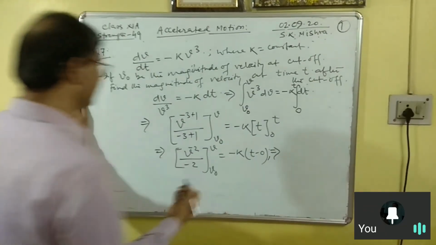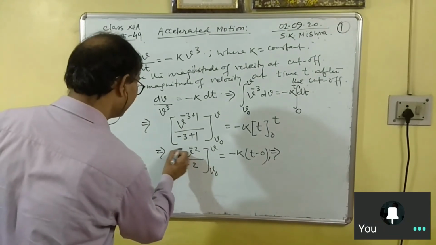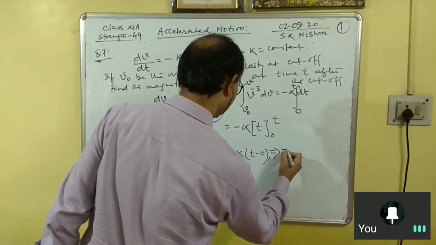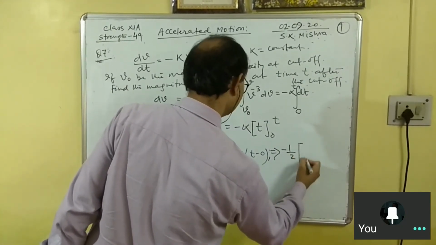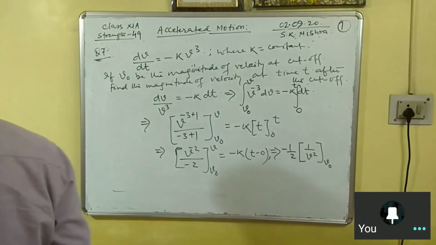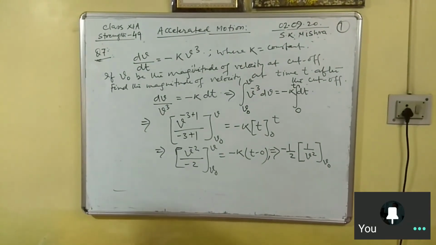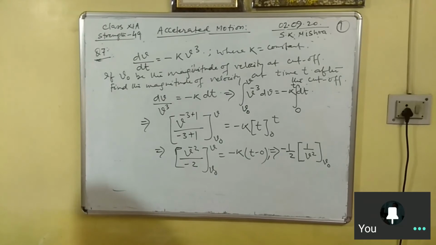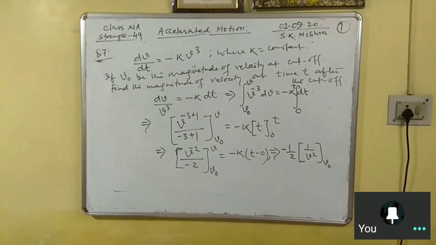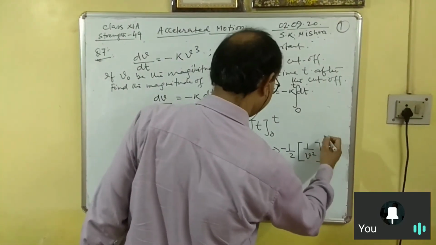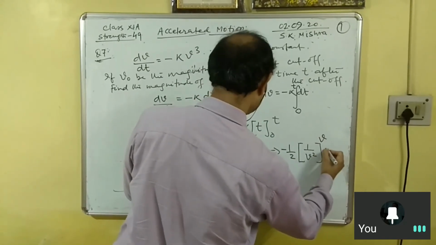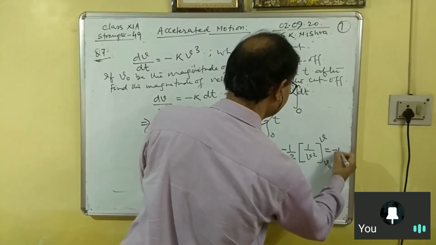You can say, but I have to solve now for all the children. Okay, so this is minus 1 by 2, and 2kt, v naught square plus 1. Yeah, you are right. So v naught to v is equal to, the right side is minus kt only.